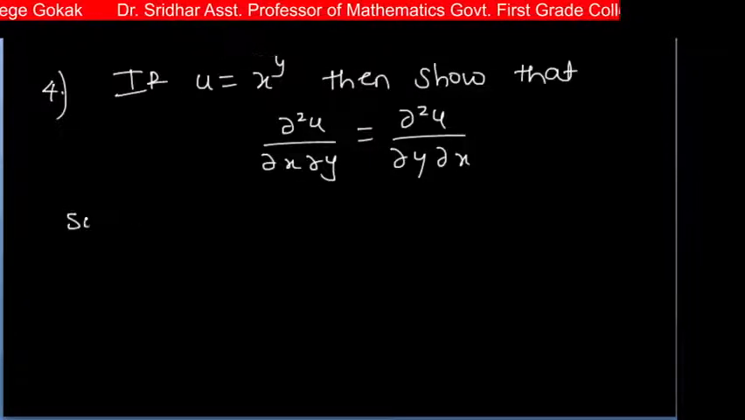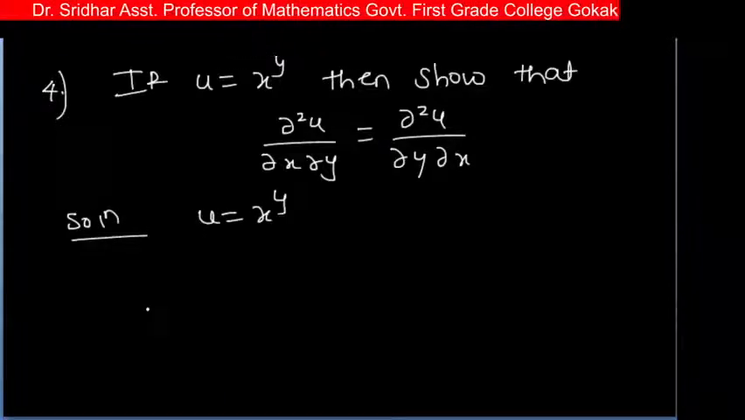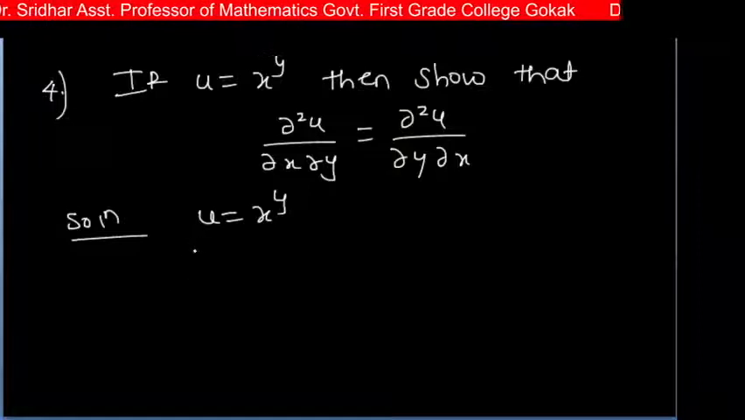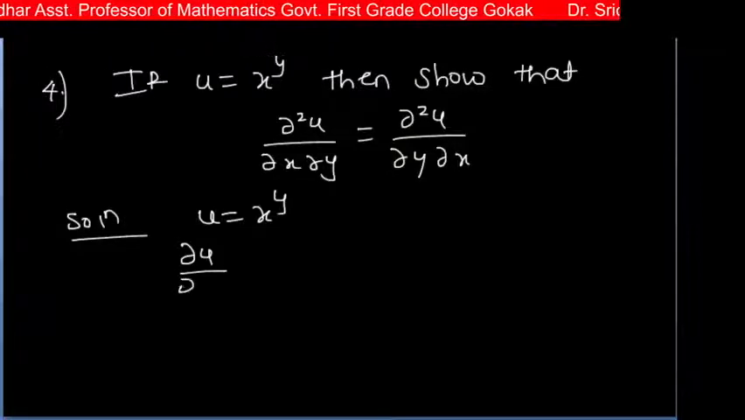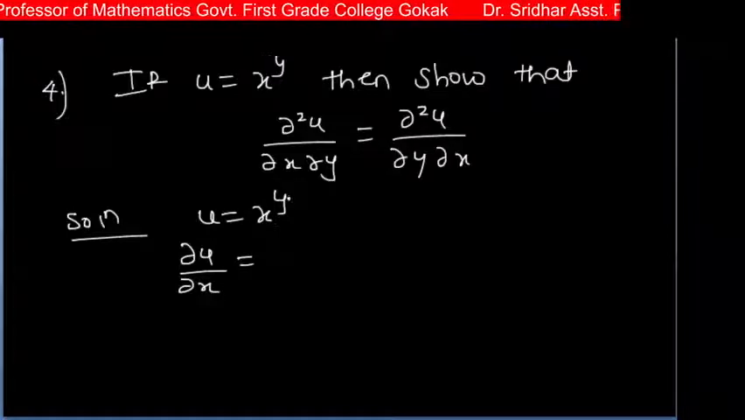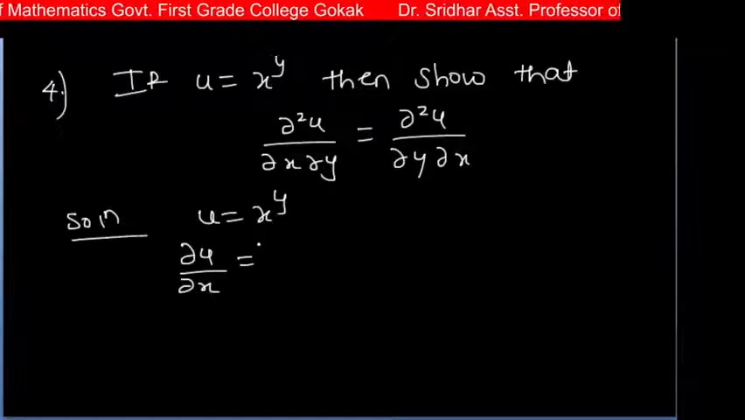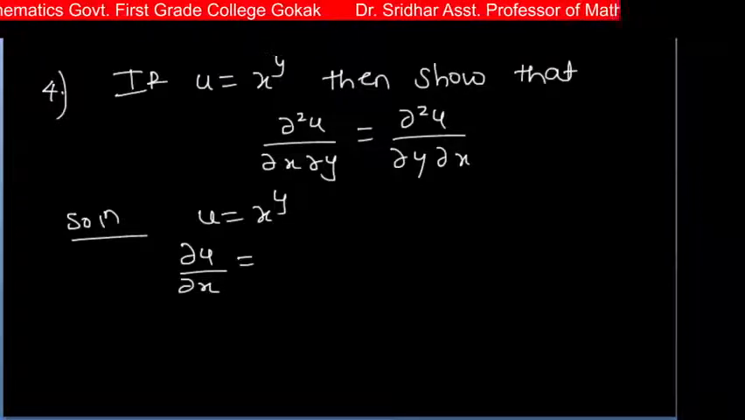So here solution, u is equal to x raised to y is given. Now we differentiate with respect to x. Dou u by dou x is equal to, so here x raised to y, so x is a variable, we are differentiating with respect to x, y is constant.